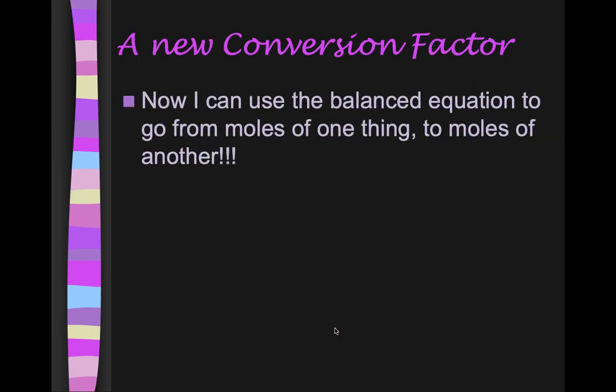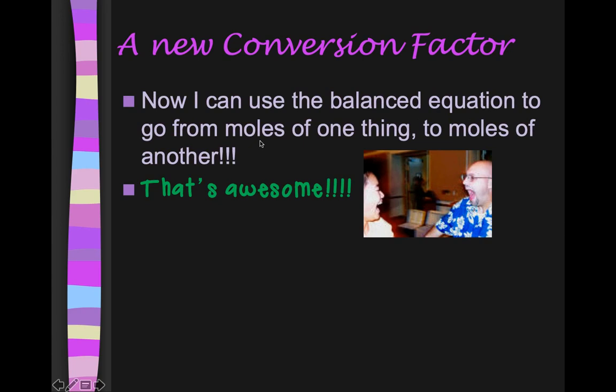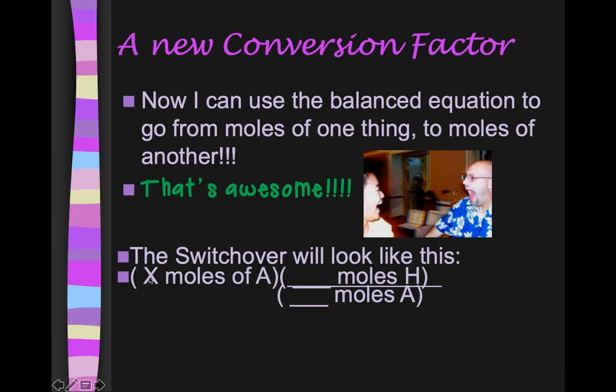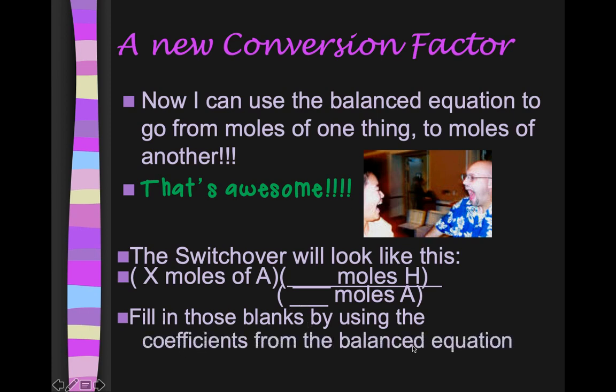Okay, so now we have a new conversion factor. I can use the balanced equation to go from moles of one thing to moles of another thing, and that is super awesome in chemistry because it's more practical. So the switchover step is going to look like this. Some given, just like we've always been using, and that might be in moles. And then if you're just doing the switchover step, you would start with moles, you would have moles of that thing on the bottom and moles of something else on the top. So your conversion is moles to moles, but of different chemicals. That's what makes this the switchover step. So you fill in these blanks by using the coefficients from the balanced equation. So what's the ratio of chemical A to chemical B? The mole ratio switchover step.